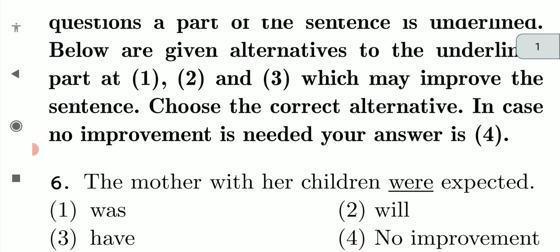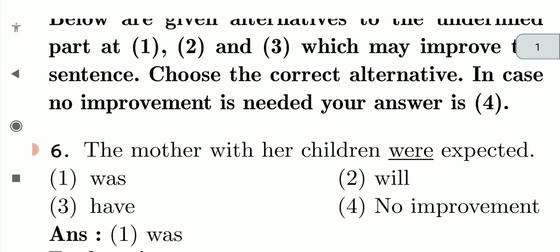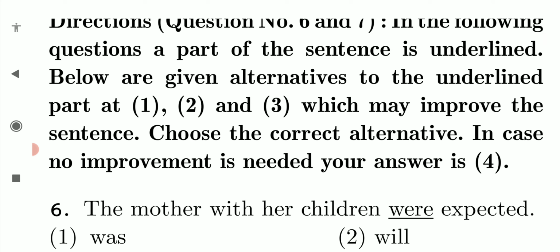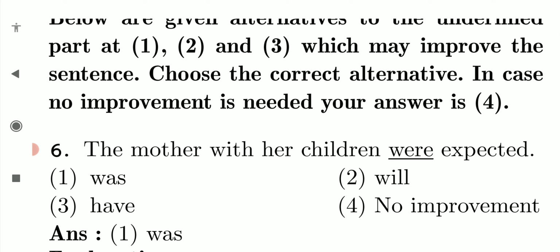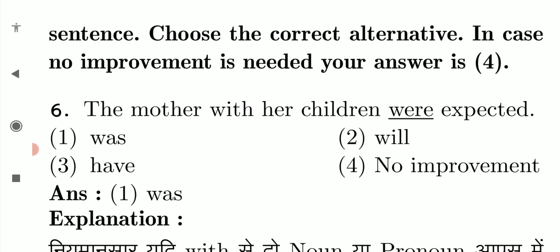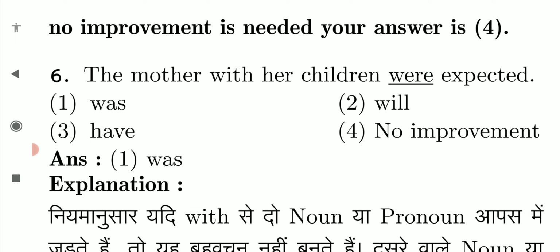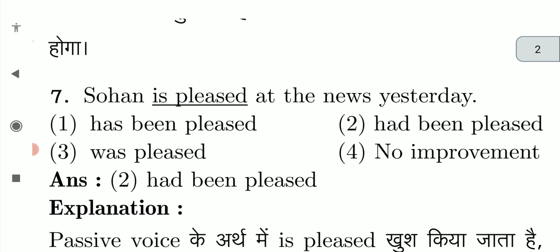Then we have to choose the synonyms or antonyms, the grammar part and all. The mother with the children were expected. The mother with the children was expected. The mother with her children was expected to come. Sohan is pleased at the news yesterday. Sohan had been pleased. That is yesterday only, right? And this is also a passive sentence. So Sohan had been pleased at the news yesterday.